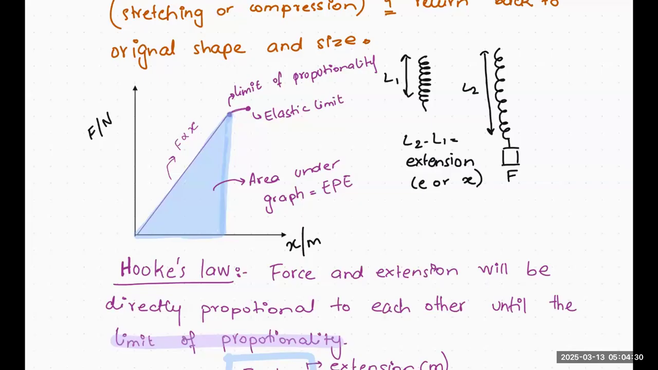So elastic limit is that point after which you will stretch the spring, but instead of returning back to its original shape and size, it will be permanently deformed. So it will not come back to its original shape and size. That is what the elastic limit is. Clear now? Do you want me to go over it again?